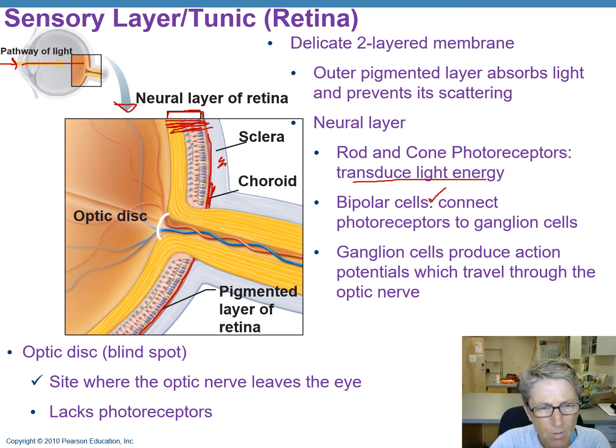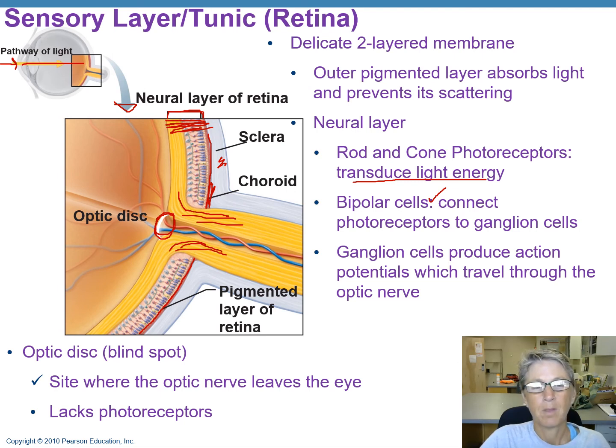And then there's also this space right here called the optic disc, or the blind spot. And as you can see, there's no photoreceptors there. That's the site where the optic nerve leaves the eye. Hopefully you know that yellow is usually nervous tissue. So this is the optic nerve. It's full of axons of ganglion cells leaving the eye, and there's a space right here called the blind spot. There's no photoreceptors in there.